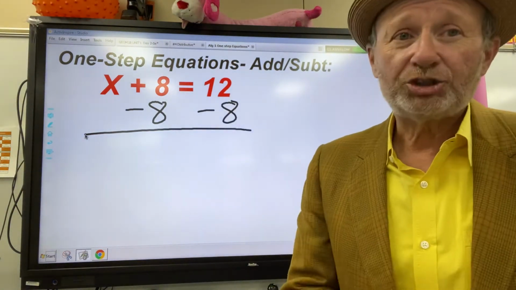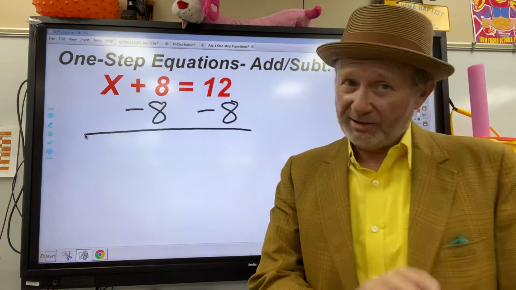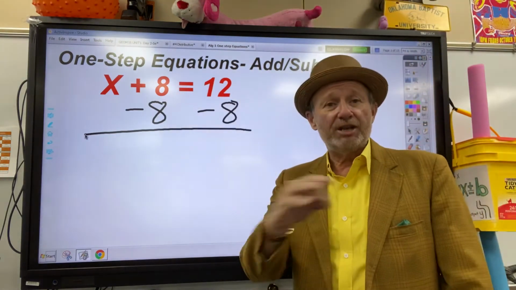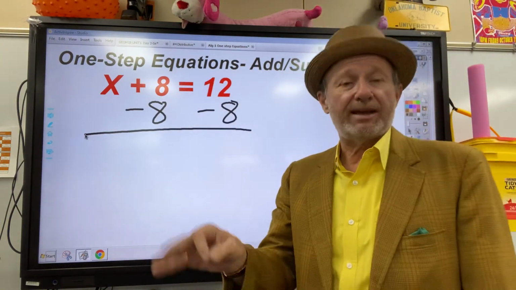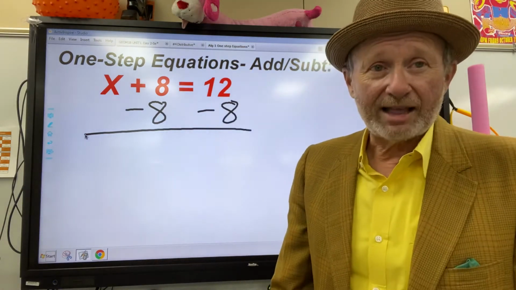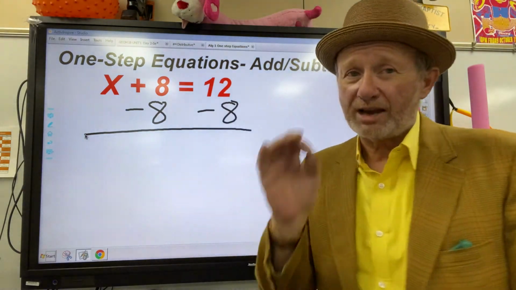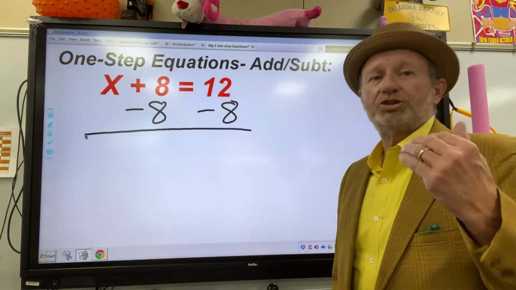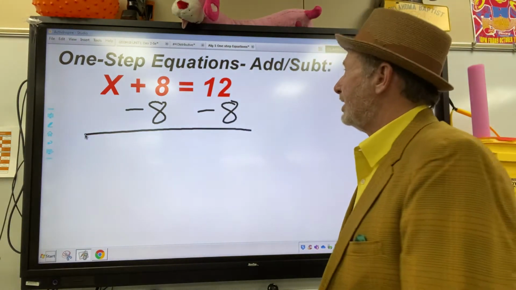It's like shooting free throws in a basketball game. If you didn't practice your free throws at practice, you're not going to do too well out on the court during the game. So you've got to write this down and show every step, just like me.